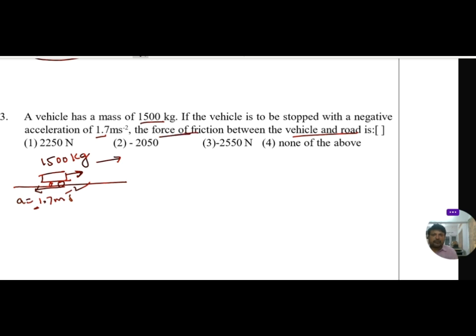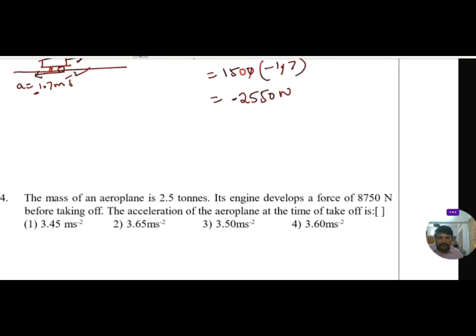Then calculate the force of friction between the vehicle and road. According to Newton's second law of motion, F is equal to ma. In the place of mass, write 1500 kg, and in the place of acceleration, that is minus 1.7 meter per second square. So the 0s get cancelled. 150 into 17, that is equal to 2550 Newton. So that is minus 2550 Newton. Option 3 is the right answer. Let's go to the 44th question.